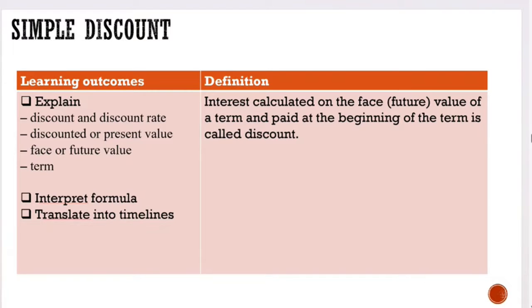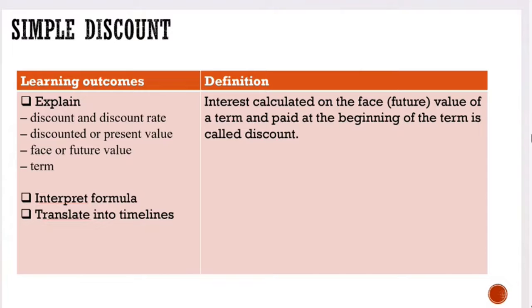So these are the keywords that will enable you to be able to decontextualize a story. So whatever is the discounted value, that will be your present value. That means your P in your formula. And then your face value will be your future value. Your future value will be your S, if you look at it in terms of simple interest. And then you've got also the term.